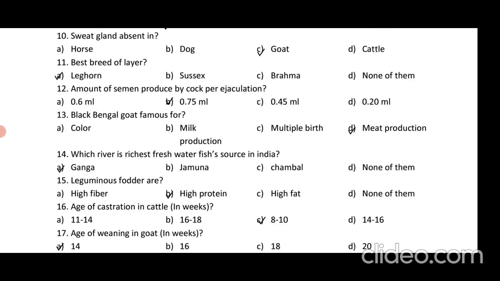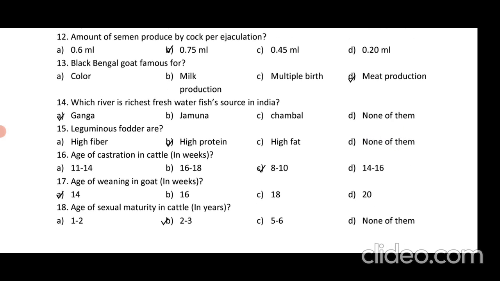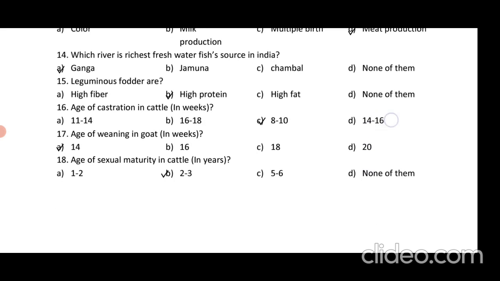Which river is richest freshwater fishes source in India? Ganga. Leguminous fodder are high in protein. Age of castration in cattle is 8 to 10 weeks or 2 to 3 months. Age of weaning in goat is 14 weeks. Age of sexual maturity in cattle is 2 to 3 years.